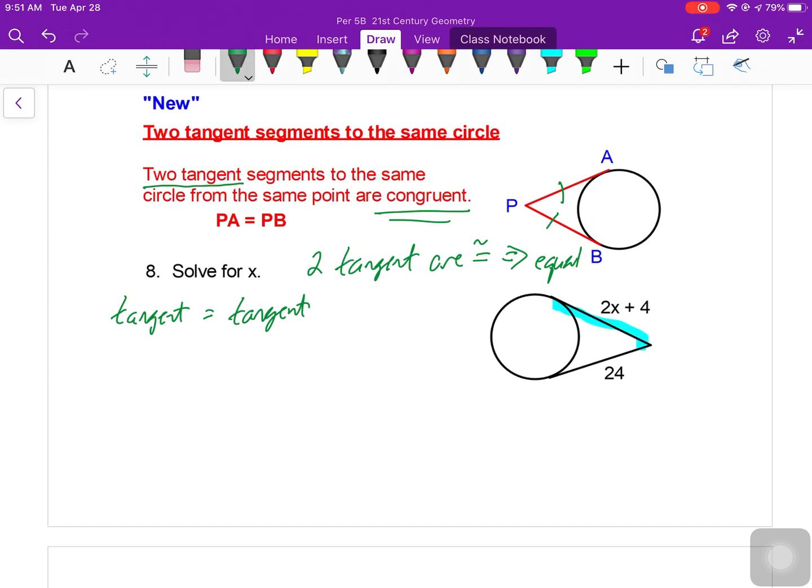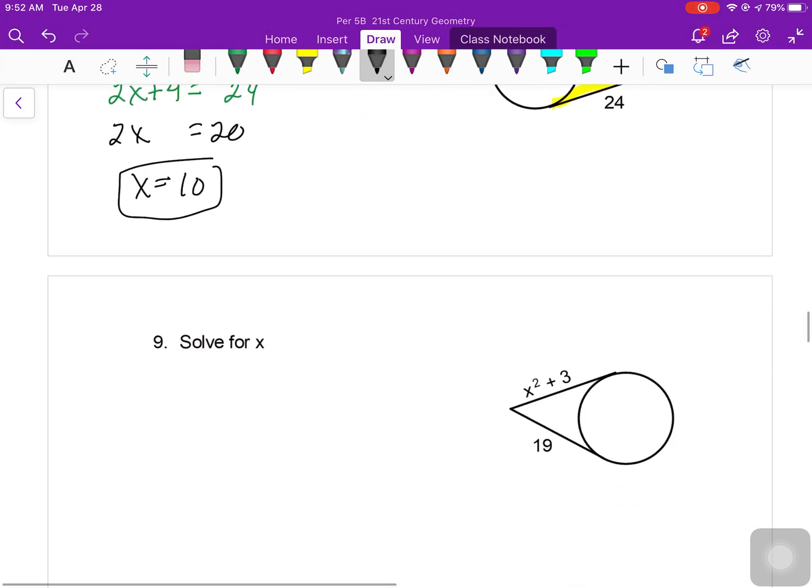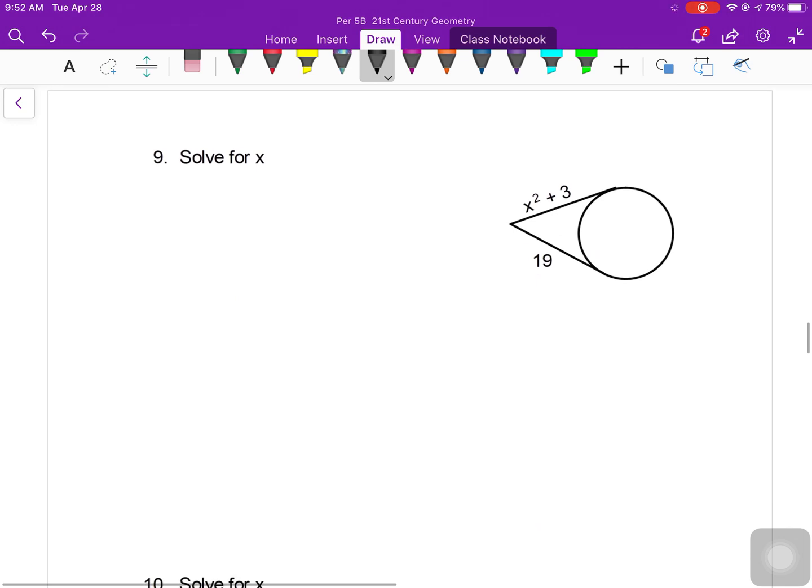So for this one, we would just set the blue one, 2x plus 4, equal to the yellow one, which is 24. And then we just solve it. So now it's algebra. We'll subtract 4. We'll divide by 2. So two tangents to the same circle from the same point are congruent or equal.